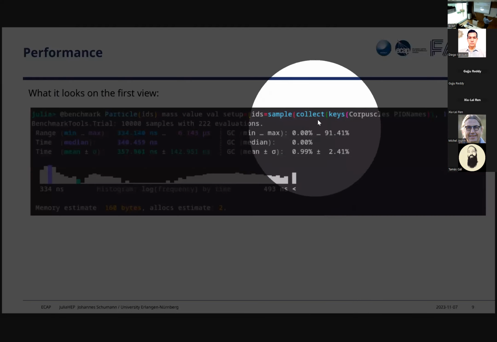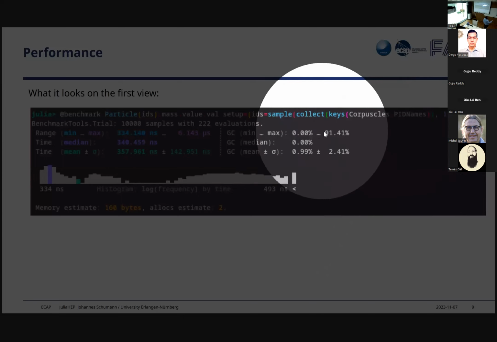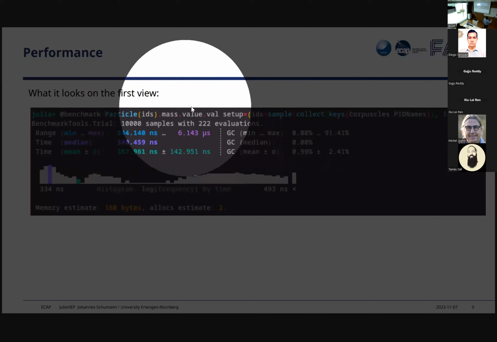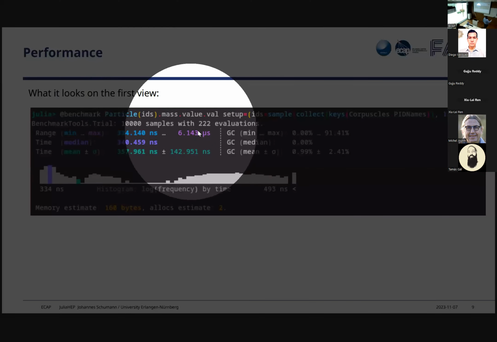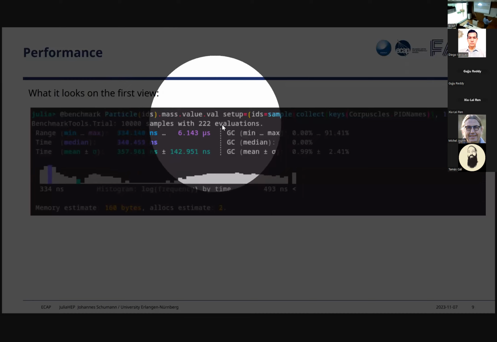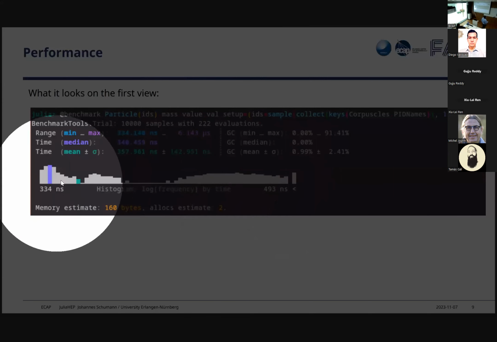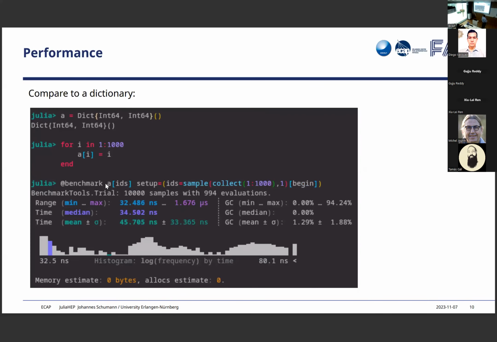So what did I do? I just collected the IDs which are in the database, sampled some of the PIDs, and checked what time I need to really get into this. As I said, everything is given as a unit-full value, so if you, for example, want to have the mass, then the value of the mass, and then the actual value without the units, this is what you get out. So on the nanosecond scale. But if you compare it just to a dictionary, you see we are maybe a factor 10 off.